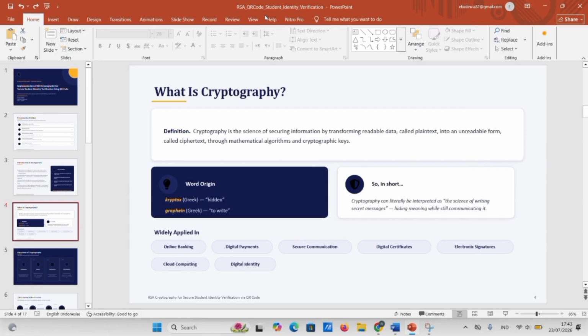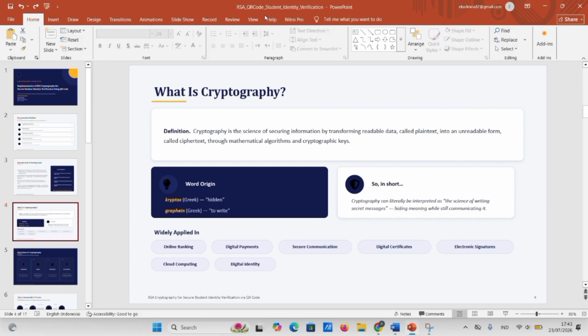Cryptography is the science of protecting information by converting readable data, called plaintext, into unreadable data, called ciphertext, using a mathematical algorithm. The word cryptography comes from the Greek words kryptos, meaning hidden, and graphein, meaning to write. Therefore, cryptography literally means the science of writing secret messages.